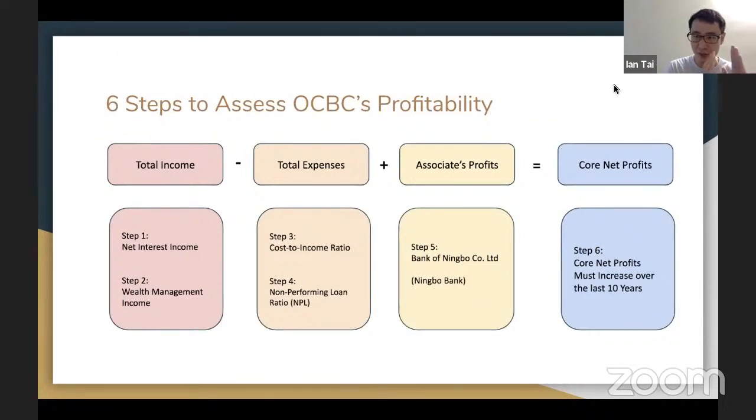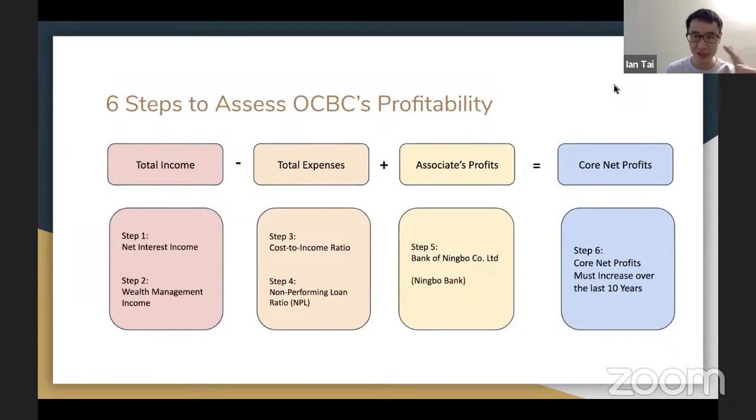Total income, we need to break it down into two parts. The first one is net interest income. Net interest income is income derived from its lending activities. The bank lends money to people, like mortgages, car loans and so on, and it collects deposits from people like you and me. We put money in the bank and they pay us interest. You knock that off, then we have net interest income. So that's step number one.